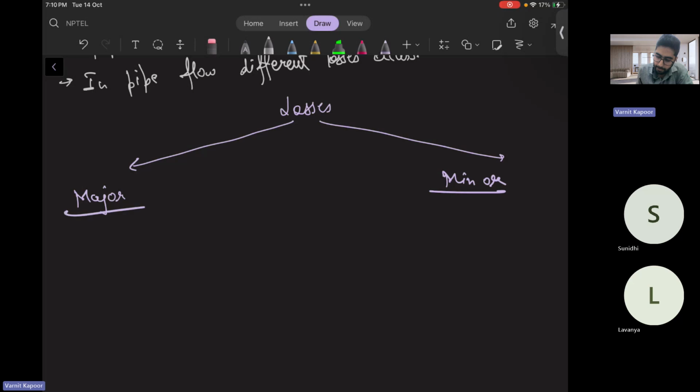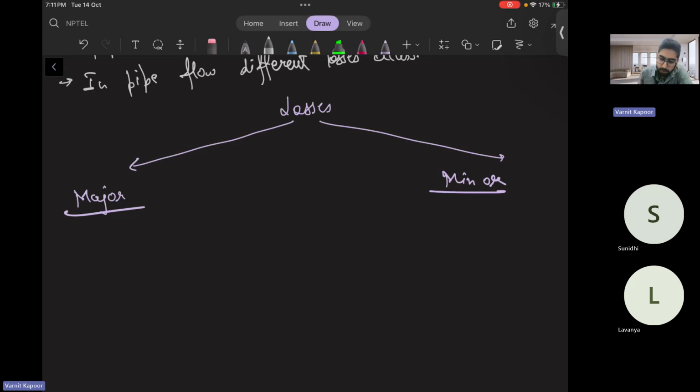So what are major losses? When a flow is happening through a pipe or a conduit, these losses are due to the presence of the viscosity of the fluid. There is a viscous resistance between the layers of the fluid over the entire length in the flow, and their magnitude is very large compared to the minor losses. The magnitude is large and they occur very frequently. So far we were dealing with the major losses.